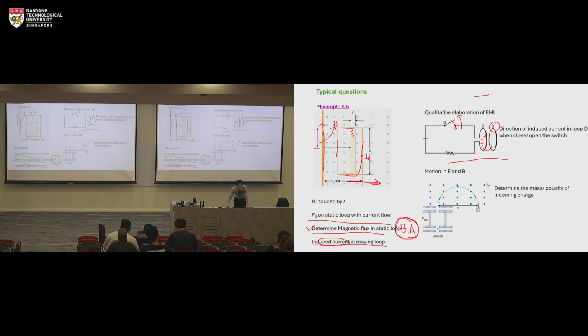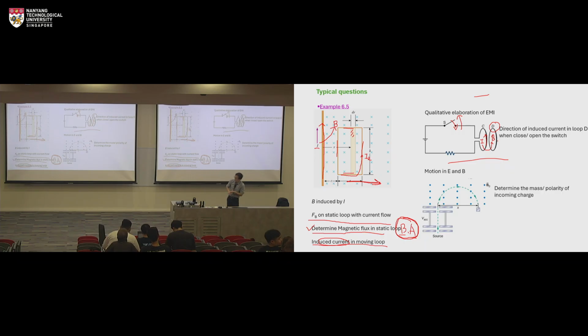Of course, this I then will generate a B inside this loop D. Depending on how this I changes, you can also figure out how this B changes. And from there, you have a changing magnetic field. Using Lenz's law, you can determine the direction of induced current in loop D, right?